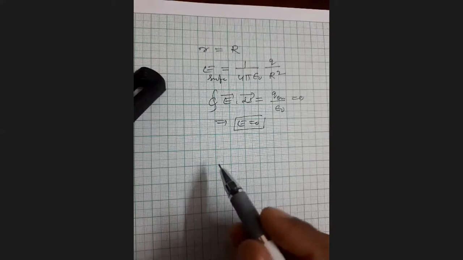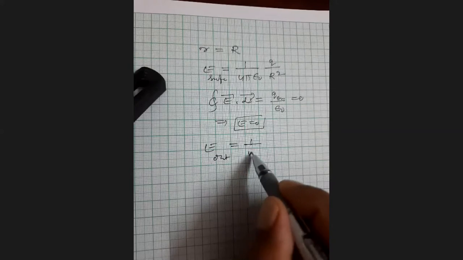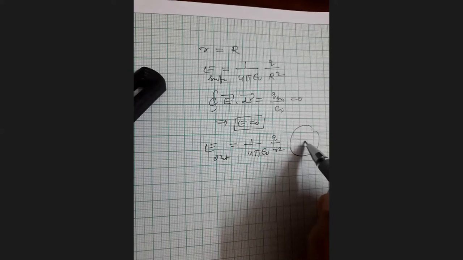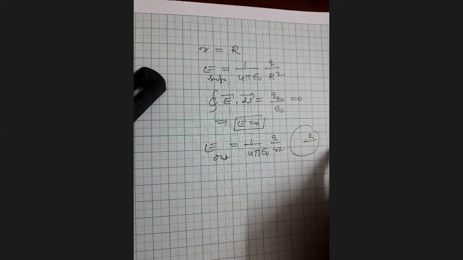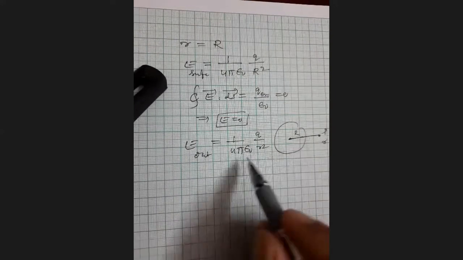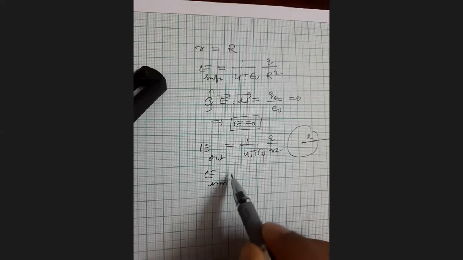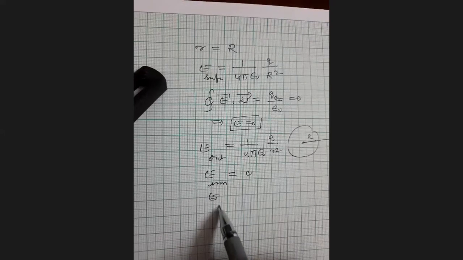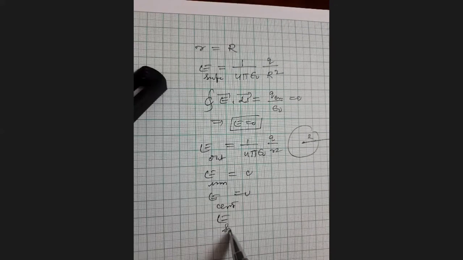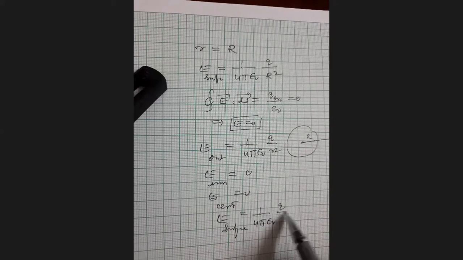So finally, what we got: electric field strength outside is equal to 1 by 4 pi epsilon naught Q by r square. So this is the sphere of radius R, and small r is the outside point. At this point, the field strength I have written. Electric field strength inside is equal to 0. Field strength at the center is equal to 0. Electric field strength on the surface is equal to 1 by 4 pi epsilon naught Q by R square.